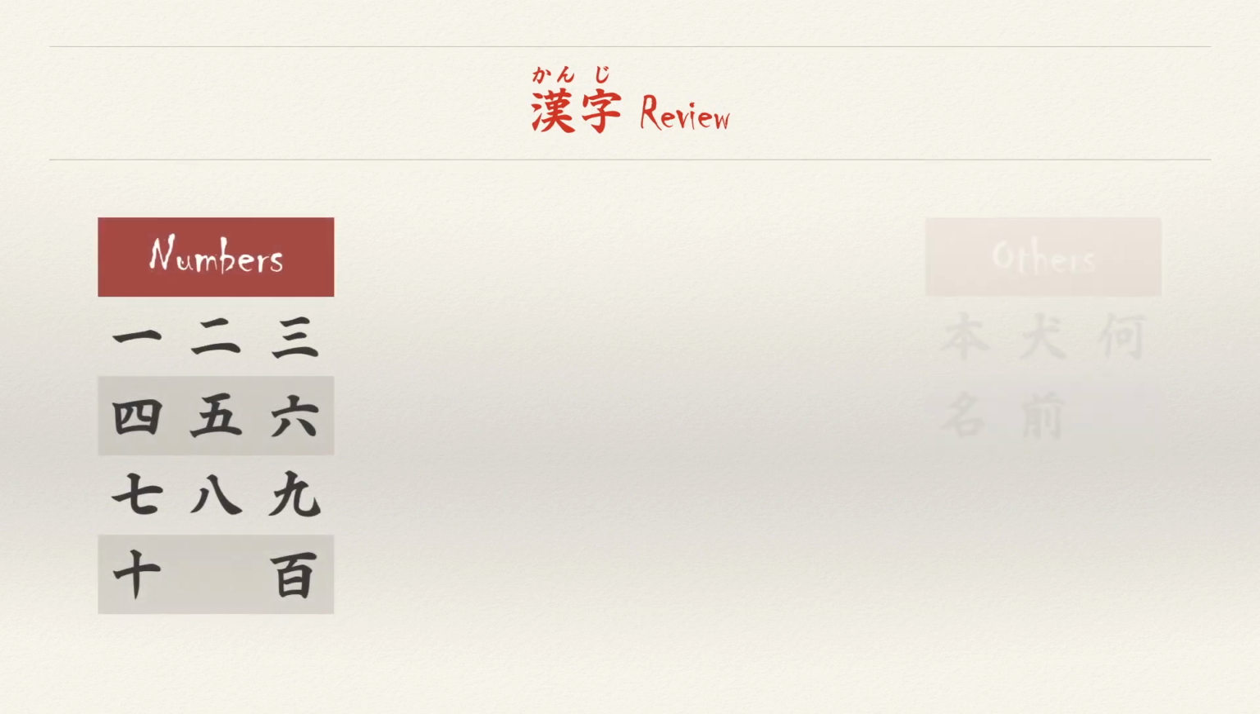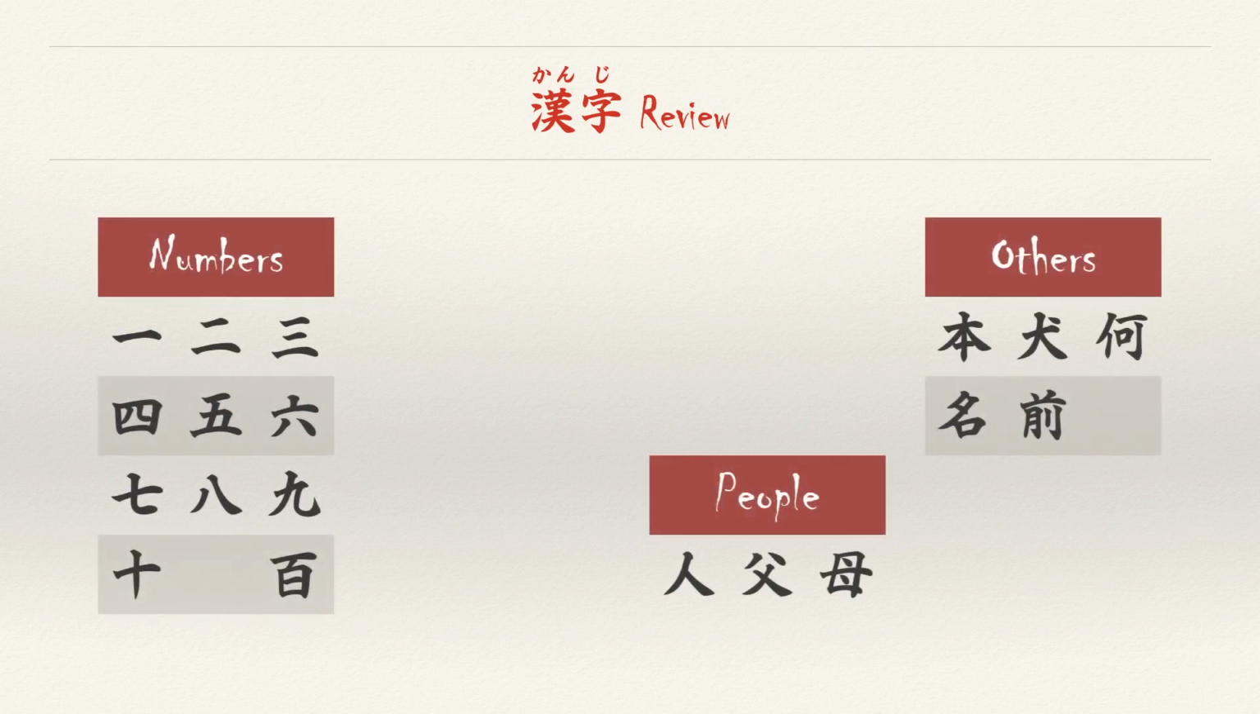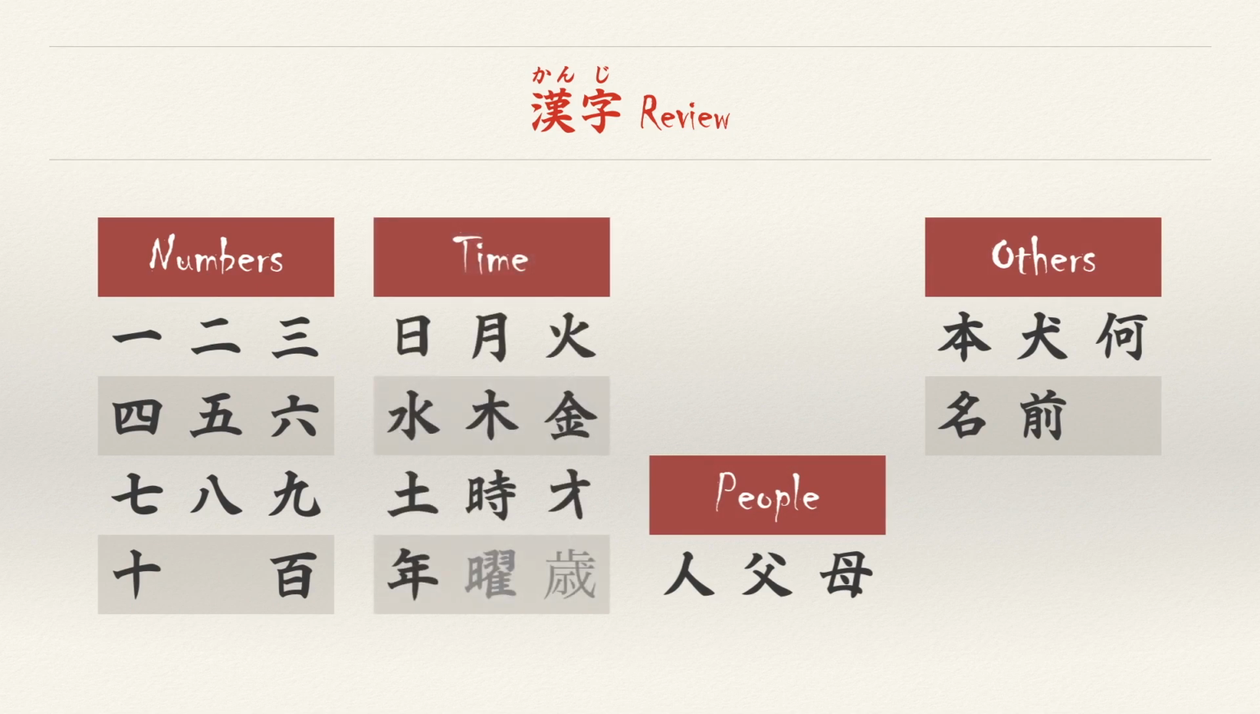That's all the kanji we're learning today, so let's review. No change has been made to the number, other, or people collections. However, we added a character to the time collection, nen. Remember, the gray characters at the bottom are yo and sai. They are gray because they are recognition characters. You do not need to know how to write them, but you must know how to read them.